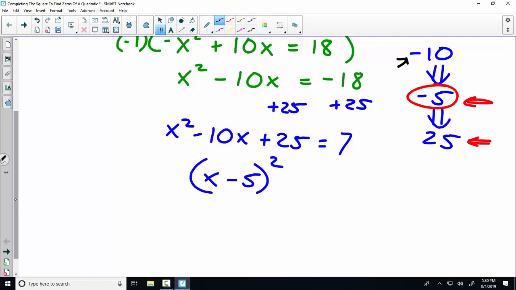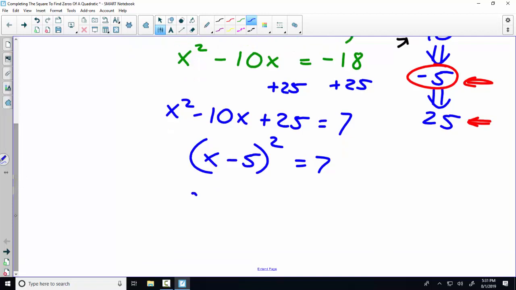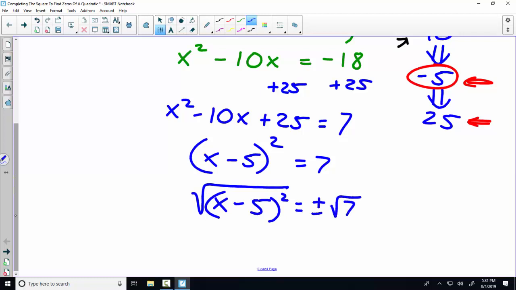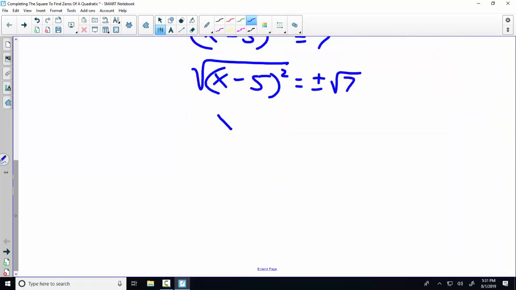Okay, so we have x minus 5 squared equals 7. So now I'm going to take the square root of both sides. So the square root of x minus 5 squared equals plus or minus the square root of 7. Don't forget your plus minus on the right-hand side. On the left-hand side, the square root and the squared cancel each other out. That's why we took the square root of both sides. And unfortunately, square root of 7, while it's a valid real number, it's an irrational number. So we really don't try to simplify that any further, and we just go ahead and add a 5 to both sides.